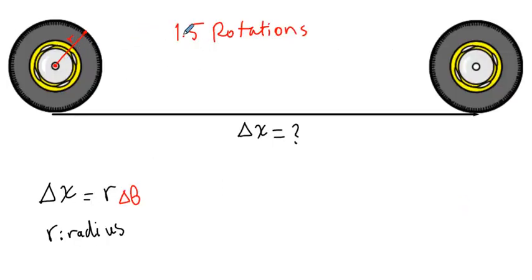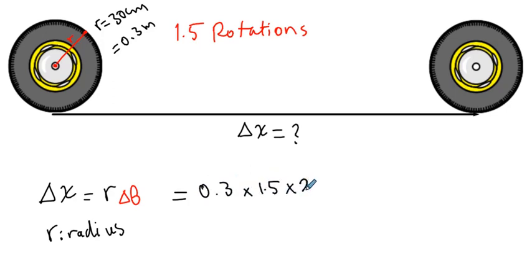Okay, if this wheel makes 1.5 rotations, it rotates 1 rotation and a half. We need to calculate the linear displacement done by this kind of rotation. The equation is delta x equals r theta. In this case, let's say that r equals 30 centimeters or 0.3 meters. So delta x equals 0.3 times 1.5 times, you know that 1 rotation equals 2 pi. So this is going to be 2.8 meters.